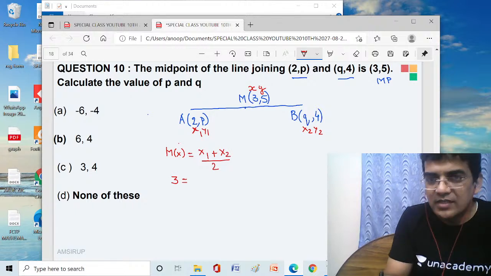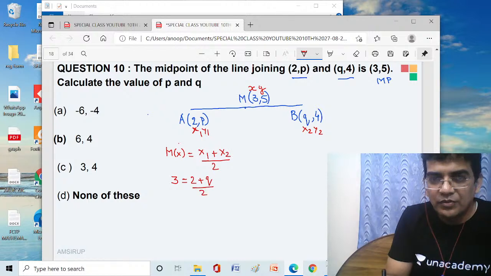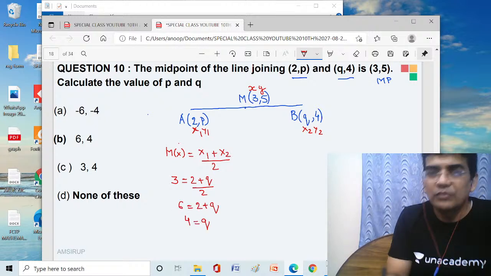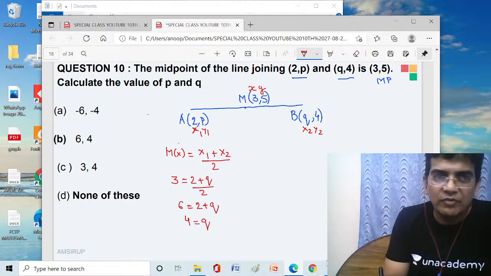Now on the right side, it's x1 plus x2. So x1 is 2 plus x2. x2 is q upon 2. 2 3s are 6. 2 plus q. So this will make it 4. Q is equal to 4. So we have got the value for Q as 4.